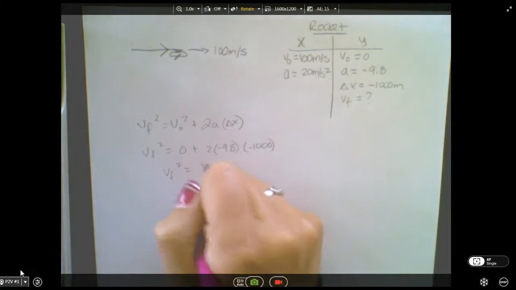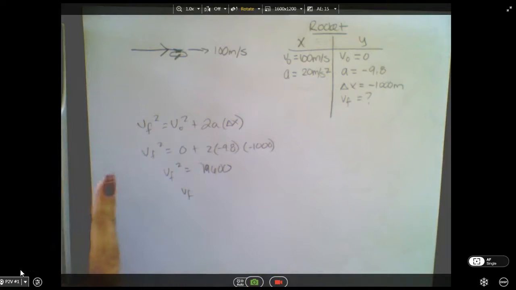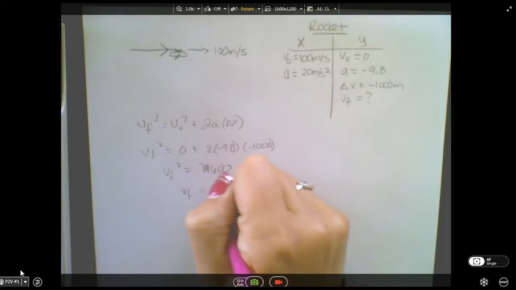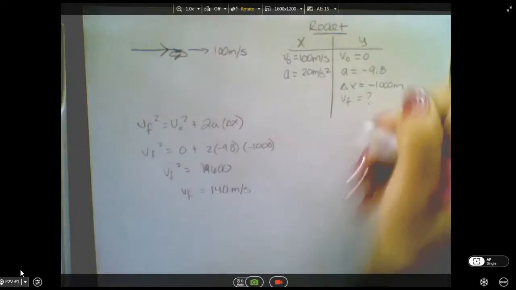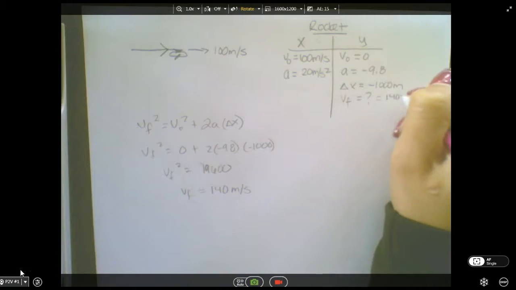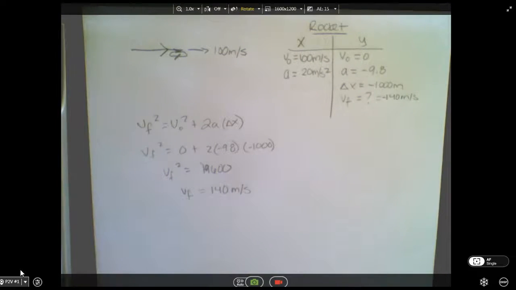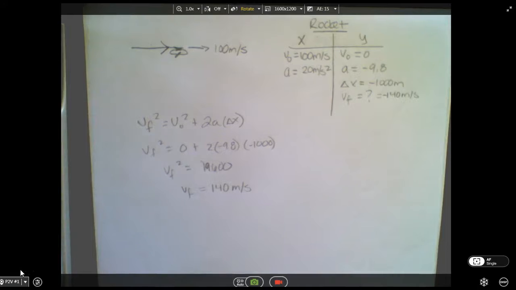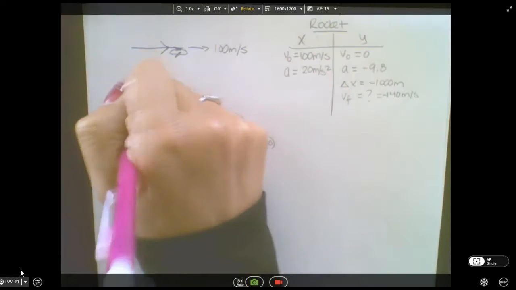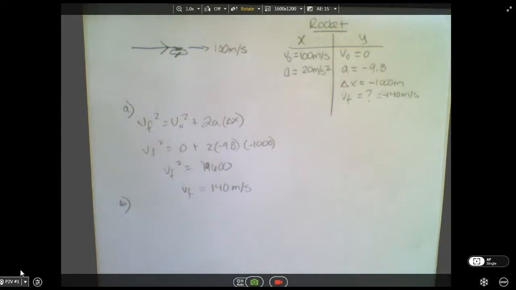And so our final velocity in the y direction is 140 meters per second. Make sure you put a negative because it still is falling down. And since we took the square root, your math won't actually know if it's negative or not. So that's part A.